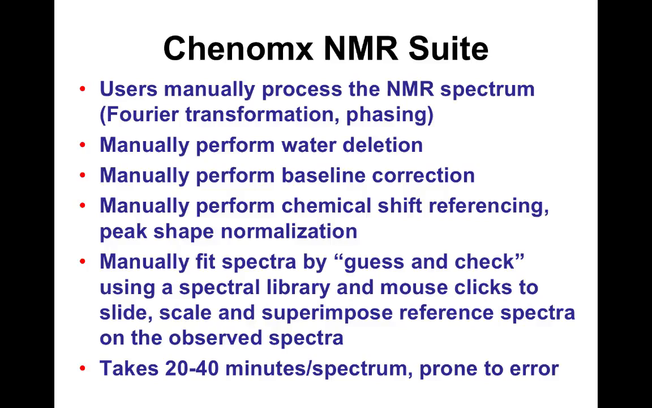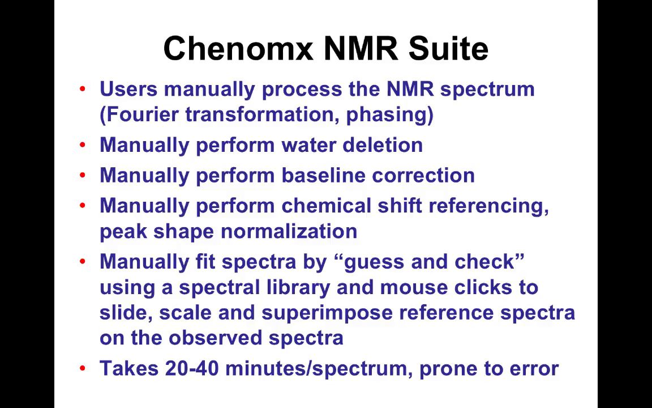Users will manually process the NMR spectrum, so they have to do a Fourier transform. They do the phasing, and I was showing you examples of how they get rid of the water peak, which is very, very strong in NMR, 110 millimolar protons from water. You'll do a baseline correction, so everything looks flat. You'll normalize the peak shapes. You'll do the chemical shift referencing.